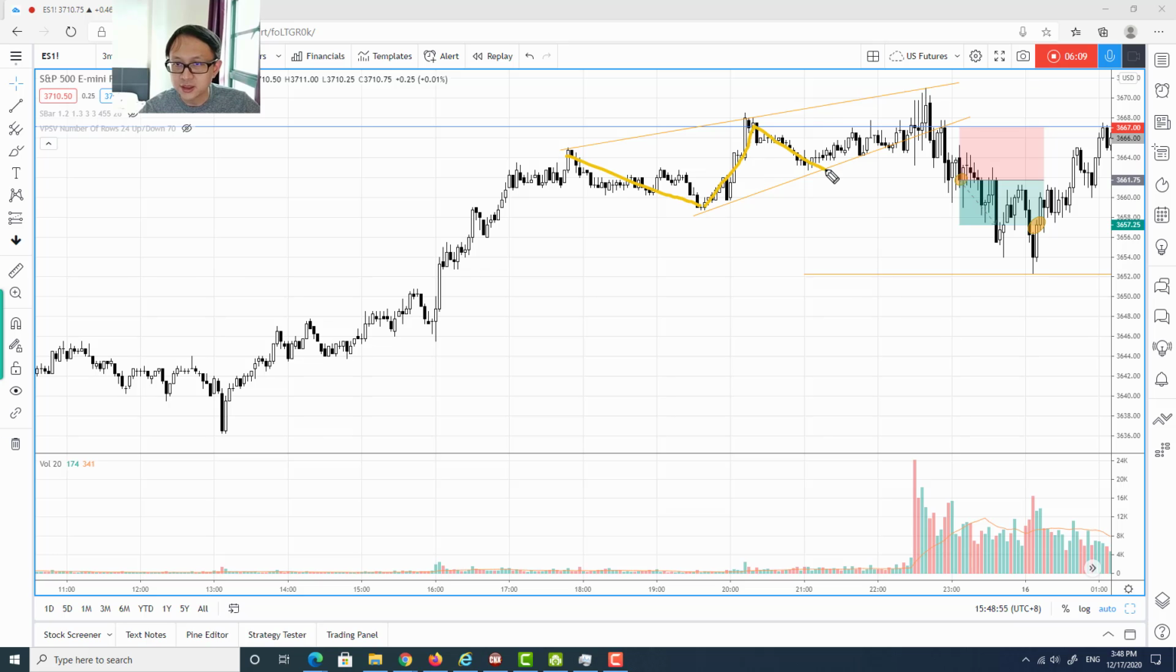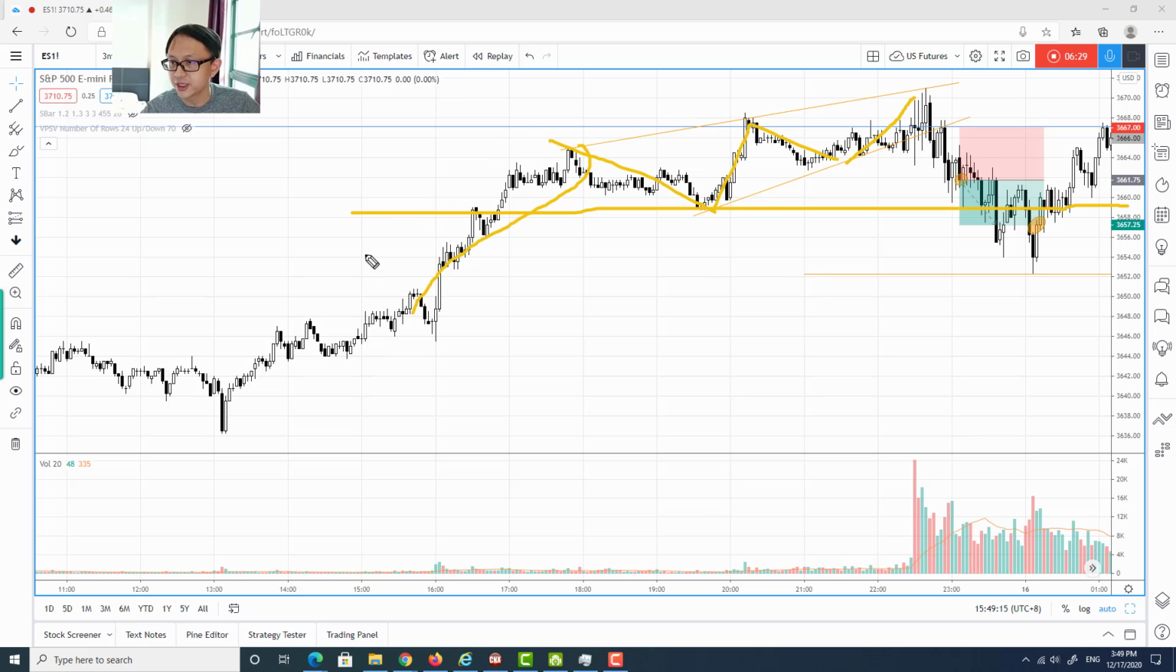So this is the rising wedge pattern I'm talking about. Pretty much it simply means that once it's approaching the 3660, that's the supply zone, and we see that the momentum to the upside actually slows down. So the momentum to the upside is fading.